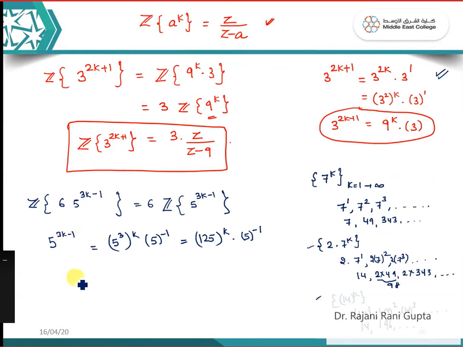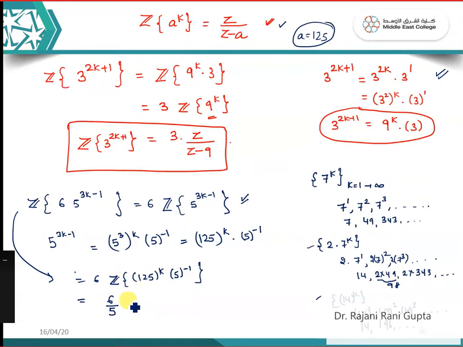So when you substitute back here, this term gives you 6 times z transform of 125 to the power k, 5 to the power minus 1. If you take this 5 to the power minus 1 outside and bring it in the denominator, so 6 divided by 5, and for 125 to the power k we use this property with a equal to 125.